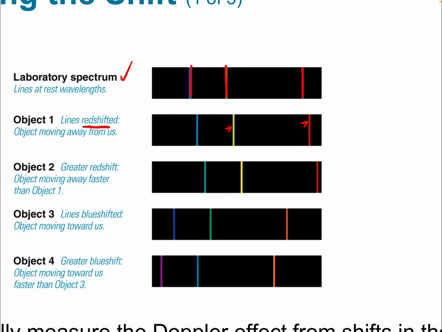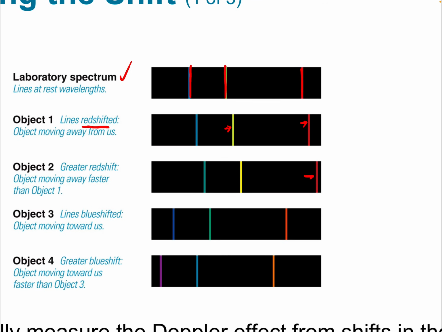If the object is moving away from us even faster, then the shift is more dramatic, but of course still in the red direction, the longer wavelength direction. On the other hand, if the source is moving towards us, then the shift is blue. And if it's moving towards us a lot, then the shift is more blue.